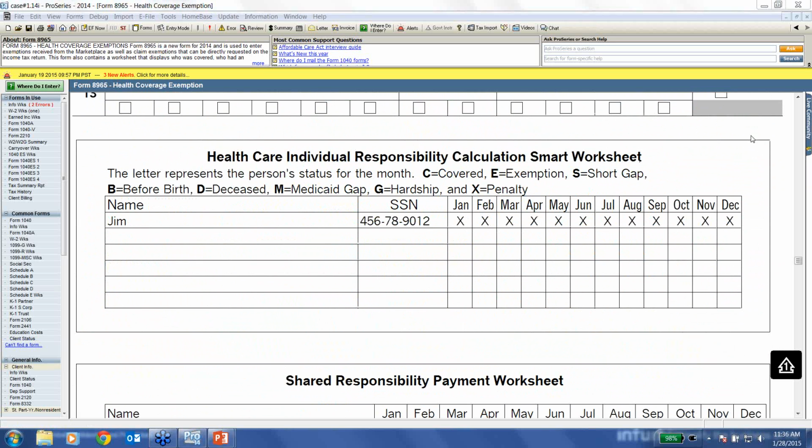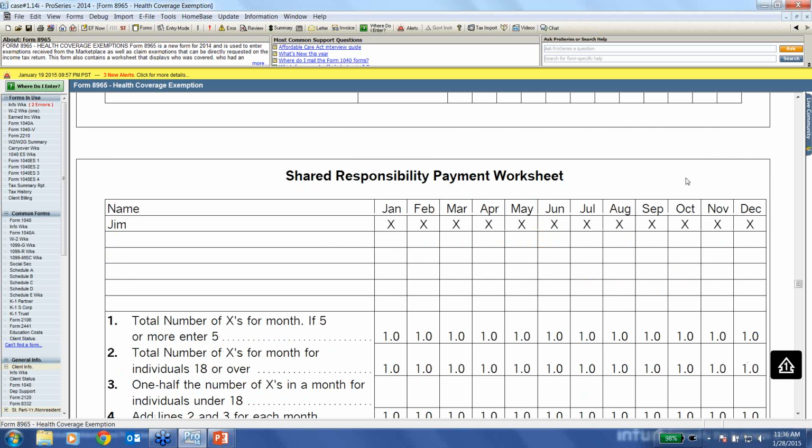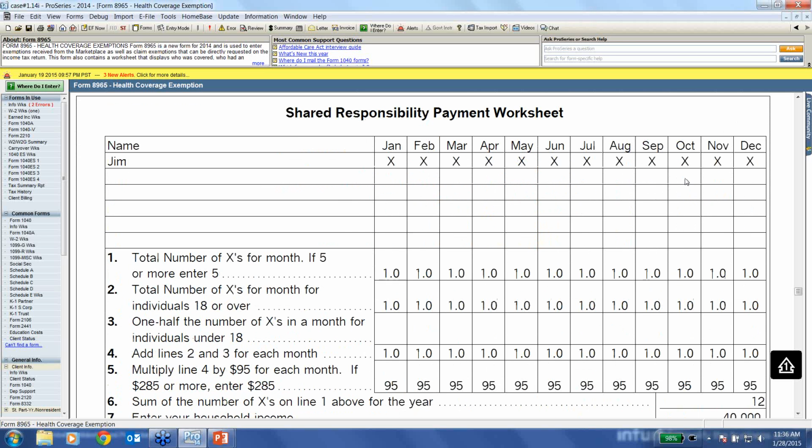What we're showing here is that Jim did not have coverage, and the IRS instructions tell you to put an X in each month where there is no minimum essential coverage. Then we get down to the actual shared responsibility payment worksheet. On line 1, number of X's for a month, we have 1 throughout the year. Same thing on line 2, that's for folks in the household over 18. The grand total is 1 for line 4 as well. Then we're going to multiply each month by $95.